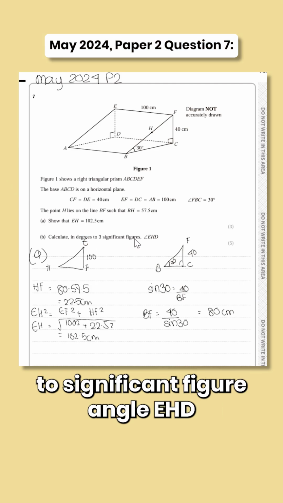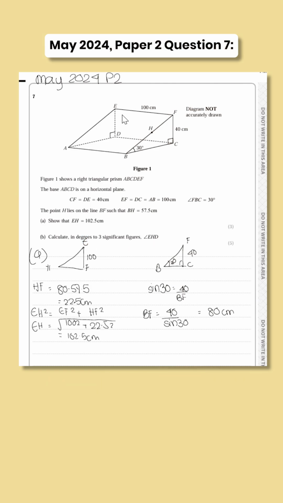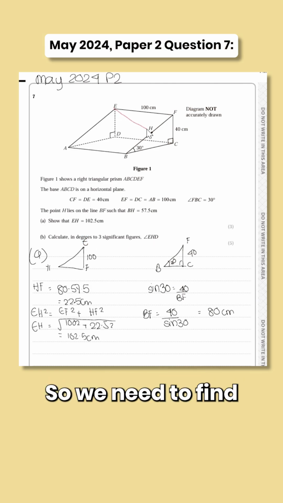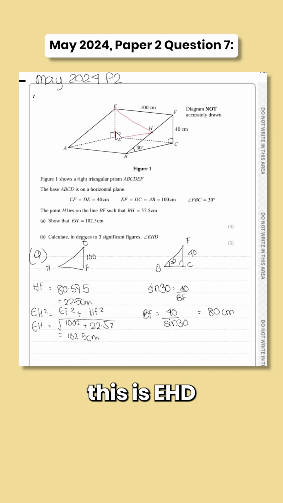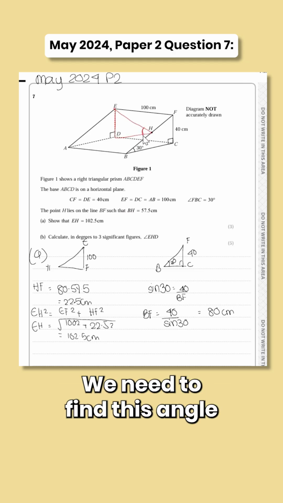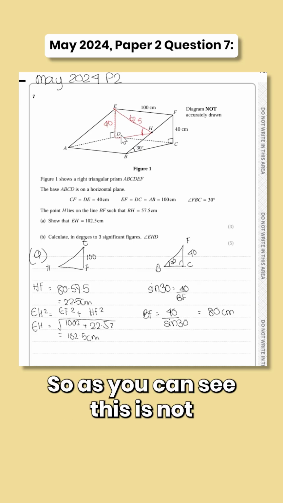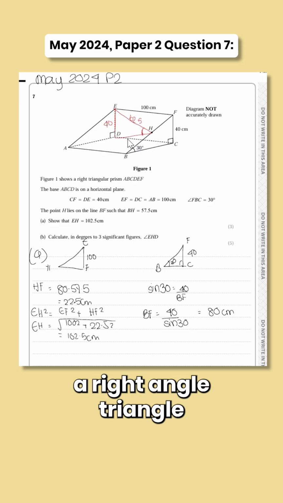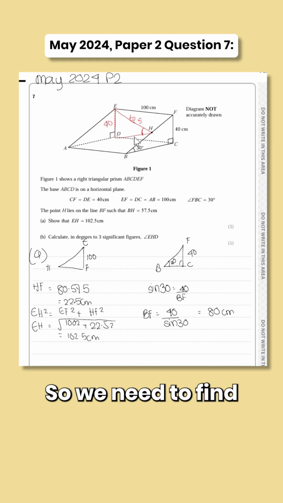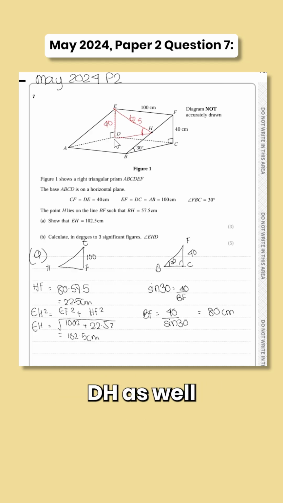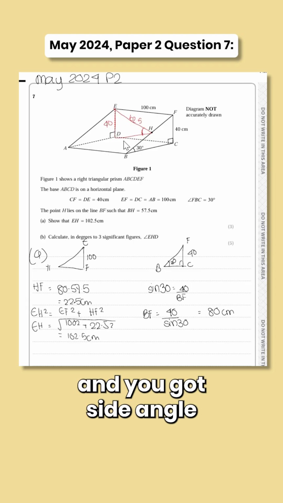Calculate, in degrees to 3 significant figures, the angle EHD. So we need to find, this is EHD, we need to find this angle. As we know, DE is 40 and EH is what we proved. As you can see, this is not a right angle triangle, so we need to find all the sides. We need to find DH as well and use the cosine rule.